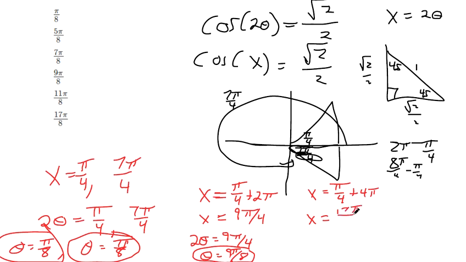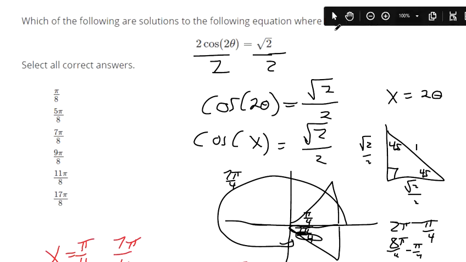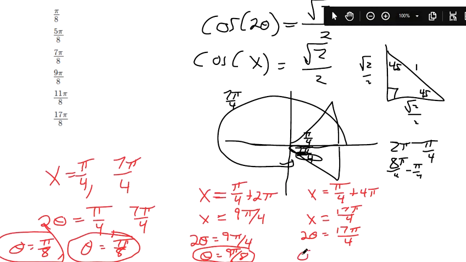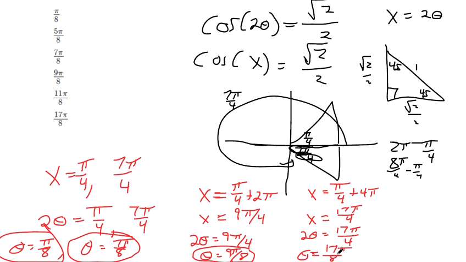So if we simplify this, that's 17 pi over 4, and if you plug theta back in for x and solve, let's see if we get another solution within the restrictions of our solution area between 0 and 2 pi. If you solve there, you get theta equals 17 pi over 8, and so that is actually a little bit bigger than 2 pi, so that's not a potential solution.